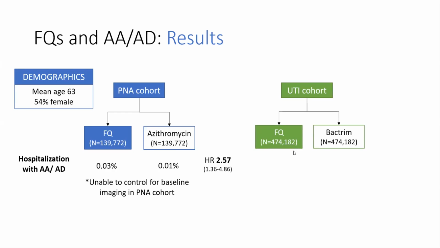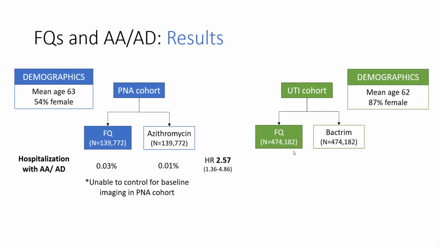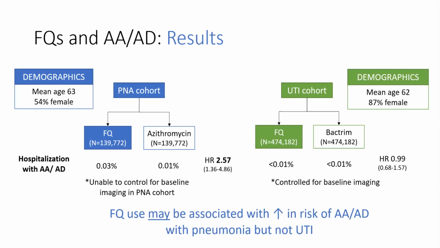In the UTI cohort, the mean age was 62, and it was overwhelmingly female. And here, there was no significant difference between fluoroquinolones and Bactrim, and they were able to control for baseline imaging in this setting. So the authors concluded that fluoroquinolone use may be associated with an increased risk of aneurysm and dissection with pneumonia, but not with UTIs.